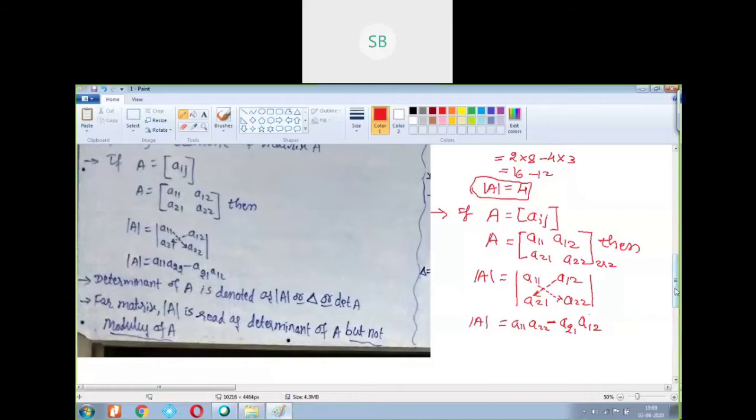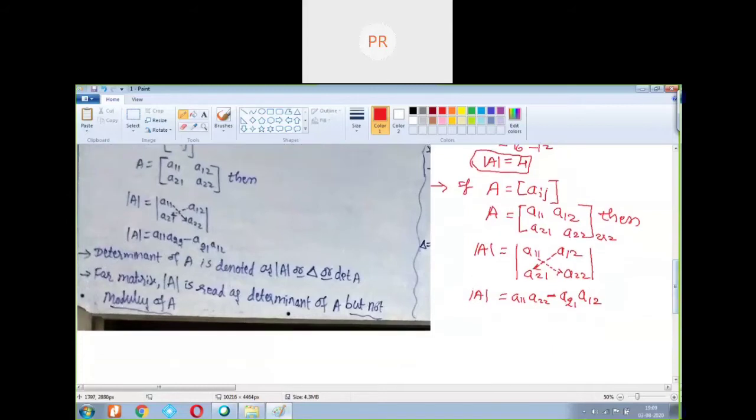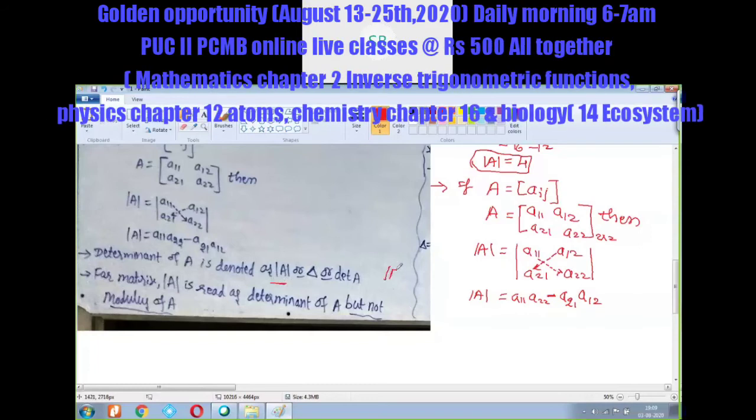Next, one more point mentioned here: how we denote the determinant of matrix A in a different fashion. See here, the determinant of matrix A is denoted in this way. You don't say it is the modulus of A. You have to call it the determinant of A in this chapter.